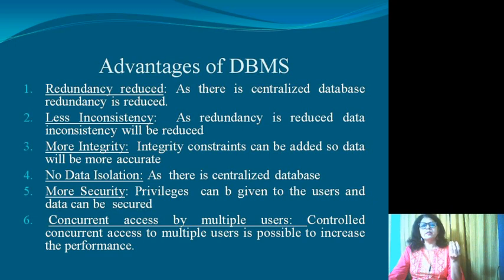And concurrent access by multiple users is possible, that is, controlled concurrent access is possible. Suppose two users want to access the data at a time, so there will be controlled access. That means when to give the privilege to access any data to any person will be decided by the DBA, that is the database administrator. We will see this later on. So controlled access will be there, and we can use the database in a convenient and efficient manner. So this is the advantage of DBMS.